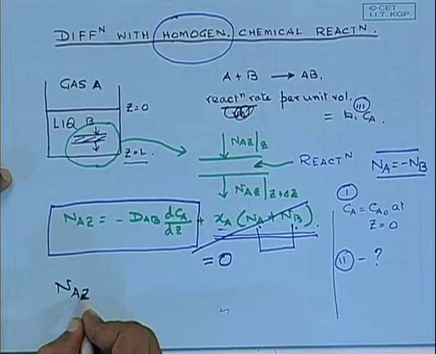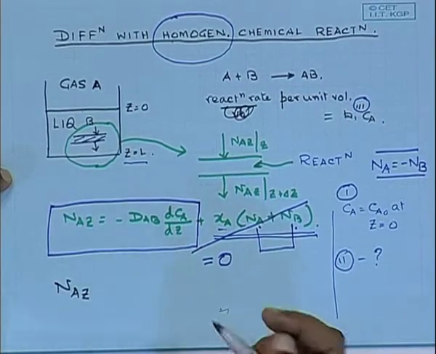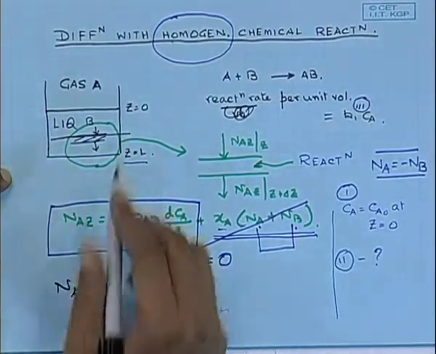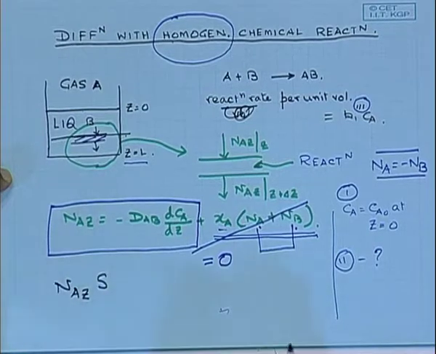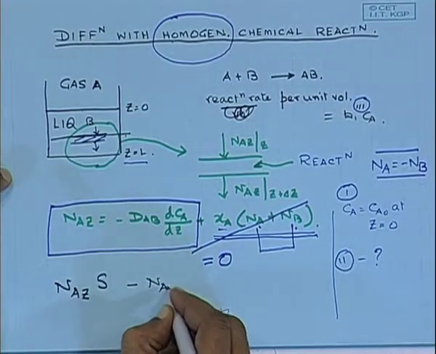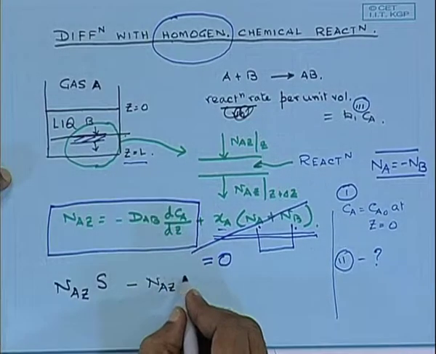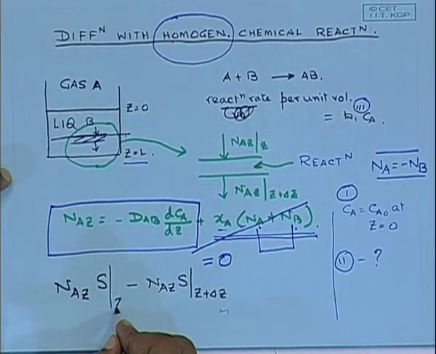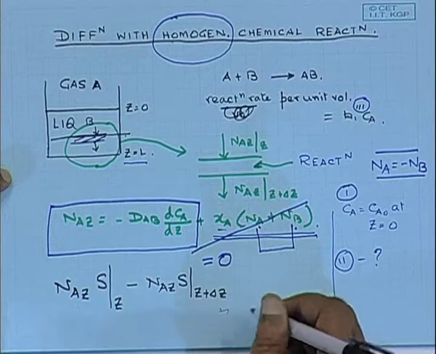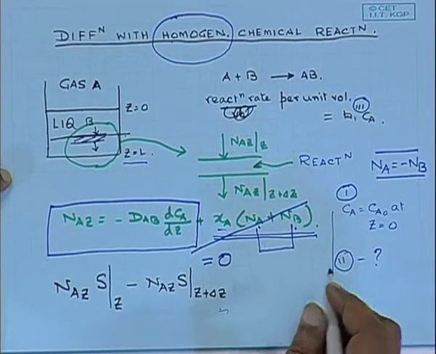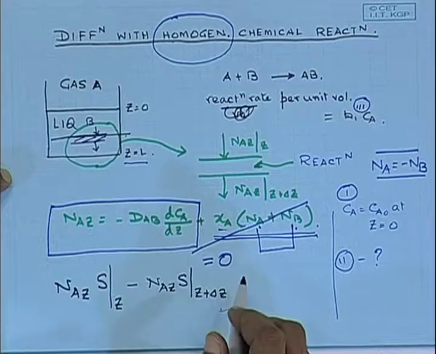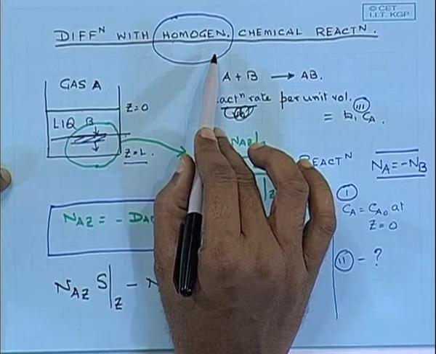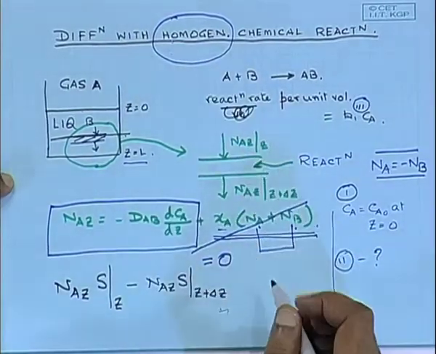So, NAZ, which is moles per unit time per unit area. In order to find out the total amount which crosses this Z boundary, it should be multiplied by the cross sectional area, minus NAZ, the one that is coming out, evaluated at Z plus delta Z. Should there be any other term, an accumulation or a depletion term, in this equation? A depletion term, only because it is a homogeneous reaction. So, the reaction takes place throughout the medium.